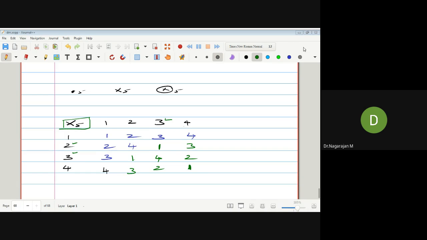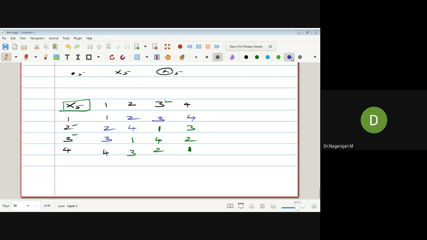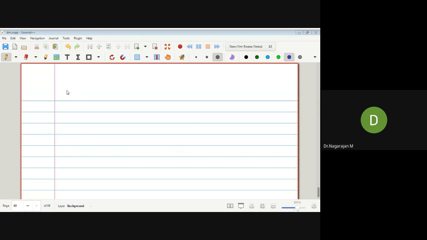So okay, I want to move to the proof: is it an abelian group or not? First, I want to show the addition. First one is the closure property. I want to first prove that (Z5, +) satisfies the closure property.